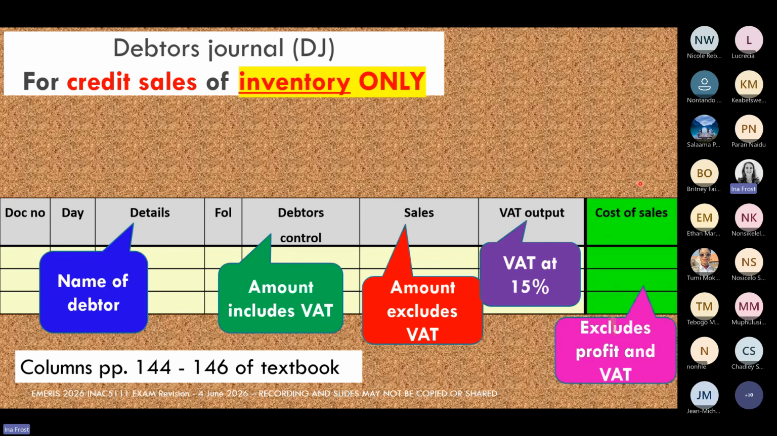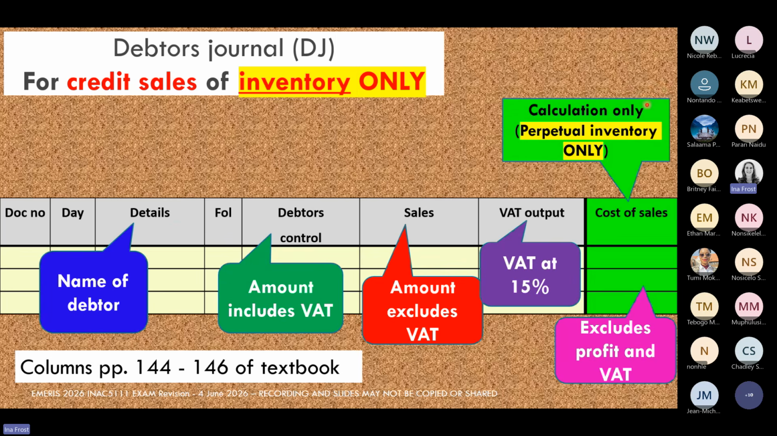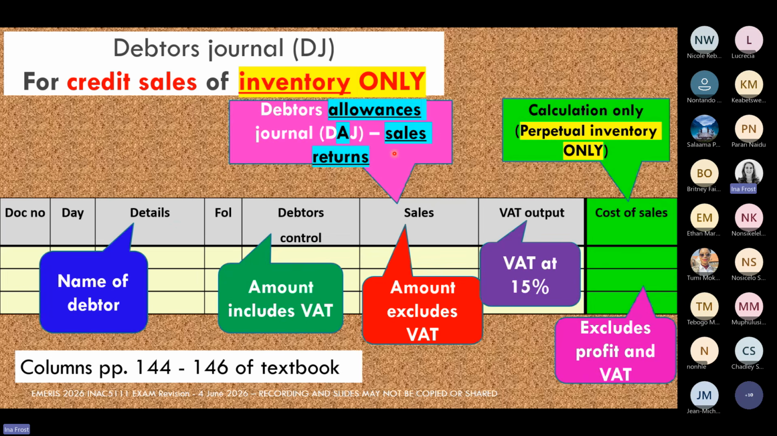Then we'll have this cost of sales column here. If the business is using the perpetual inventory system, that's when we're going to have a cost of sales column here. And your cost of sales is always your sales excluding the profit and excluding any VAT. For your Debtors Allowances Journal, we'll just change the name of this column from sales to sales returns.